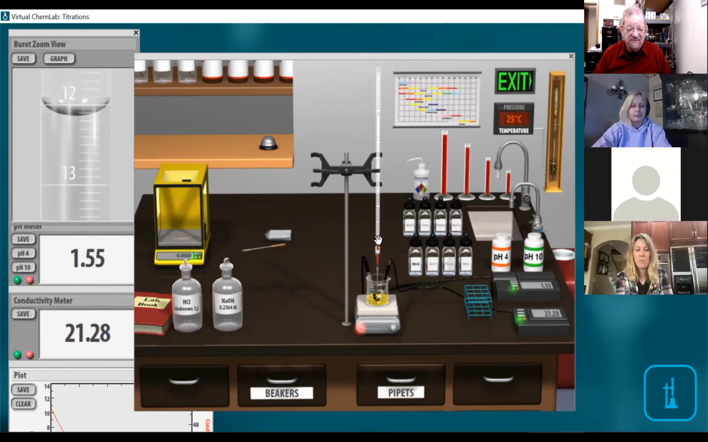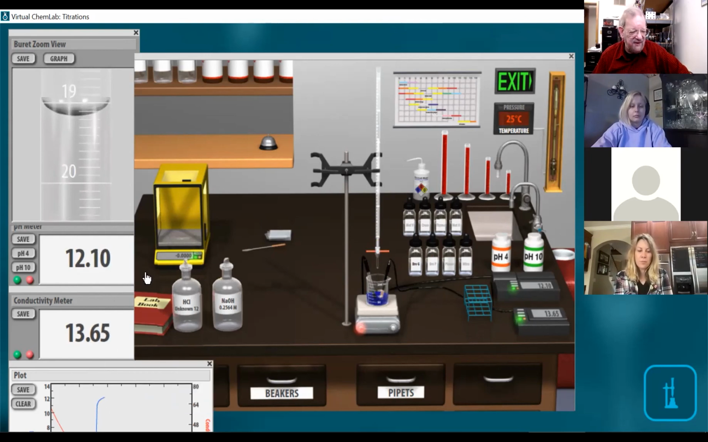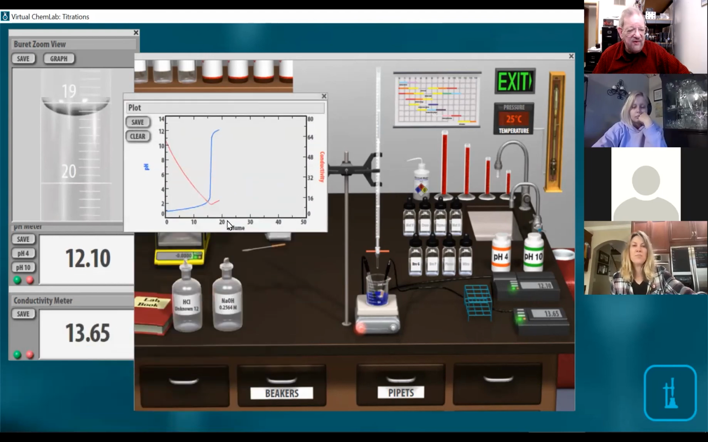Keep your eye on the beaker. Stop. And if you look, it was about 19, actually it was more like 17. If we come over here, if you notice, the blue line is the pH. I like using an indicator instead of a pH meter unless you're automating it. And as soon as it goes up, that's your endpoint. If we come down here, it was about 16 or 17.